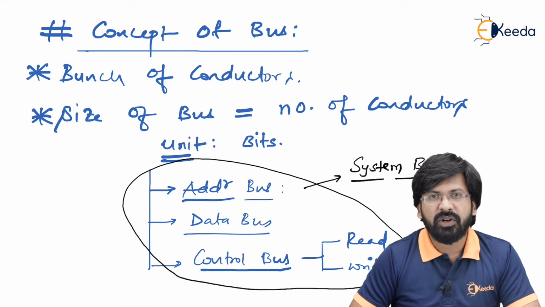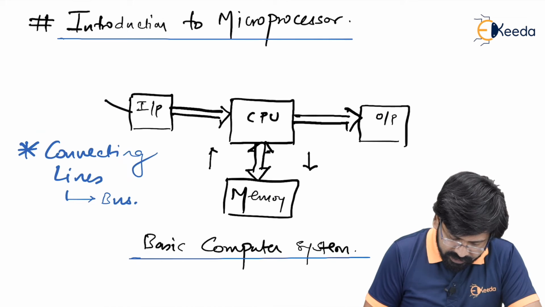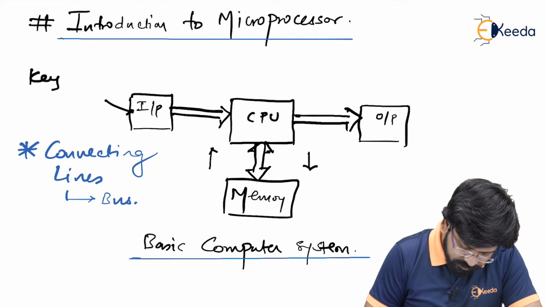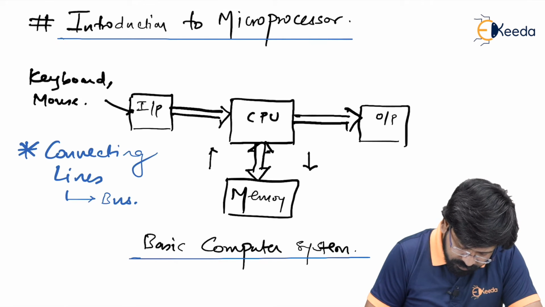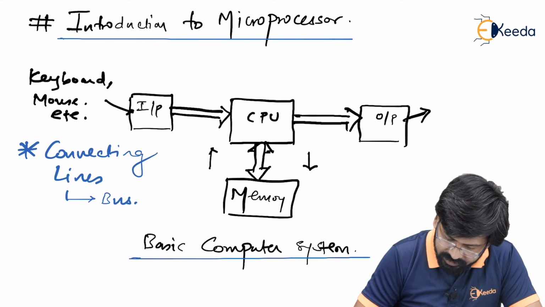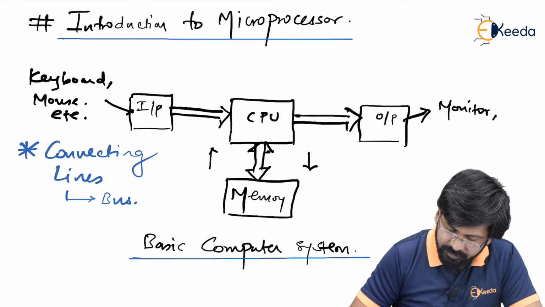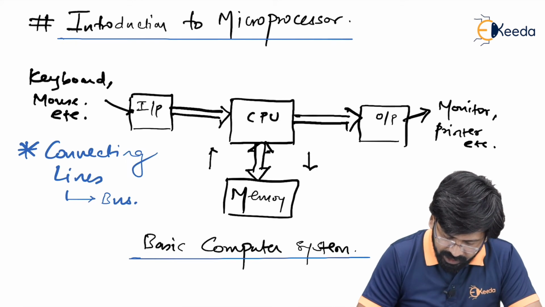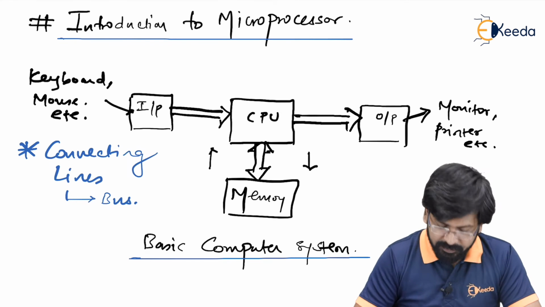So going back to the block diagram, the examples of input devices can be taken as keyboard, mouse, scanner, etc. Output devices can be taken as monitor, along with that we can say printer, etc. And now let's talk about the memory.